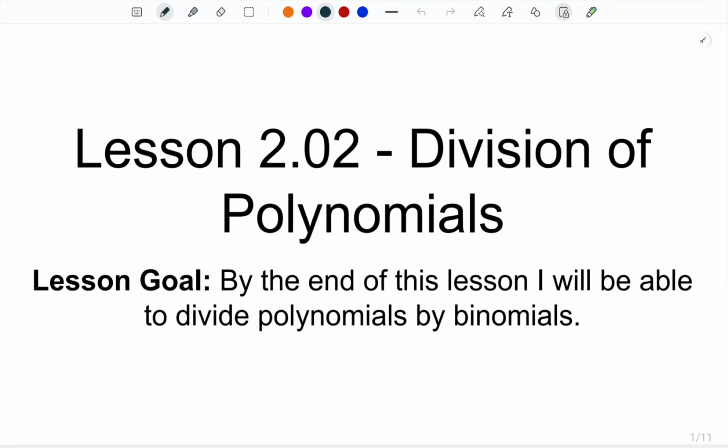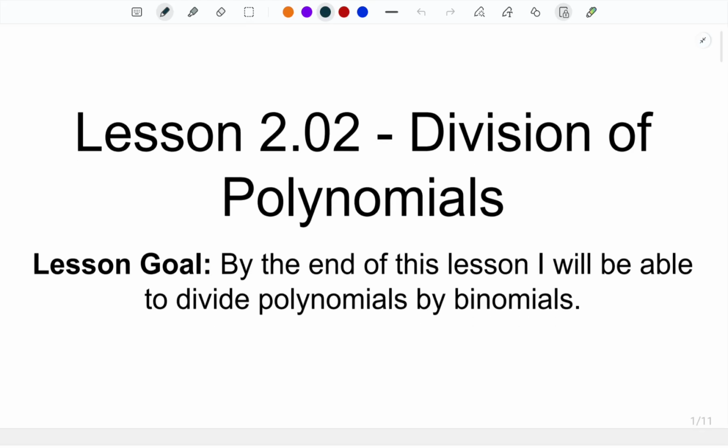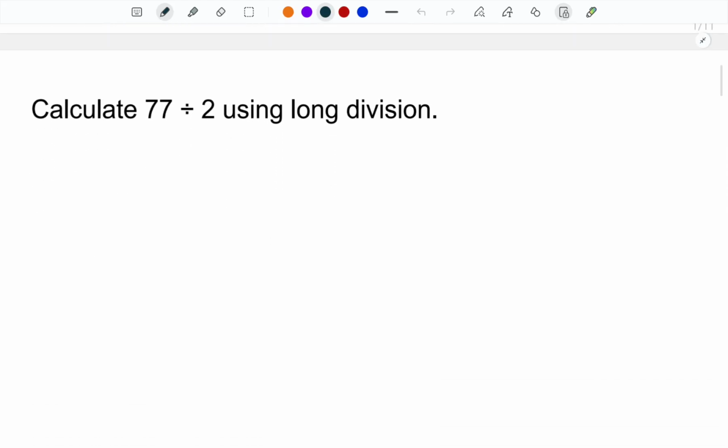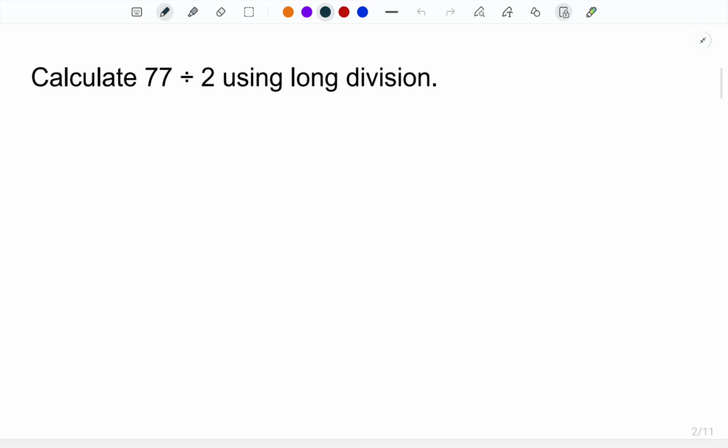All right, in this lesson, we're going to look at dividing polynomials. What does that mean? To start off with, we're going to get back into long division. It's maybe been a long time since you've done some long division. It's not something we use regularly, but it actually comes back and is very useful for polynomials. But let's just remind ourselves how to do long division.